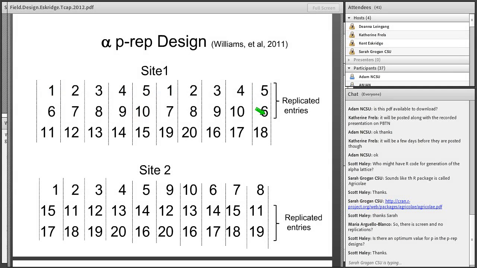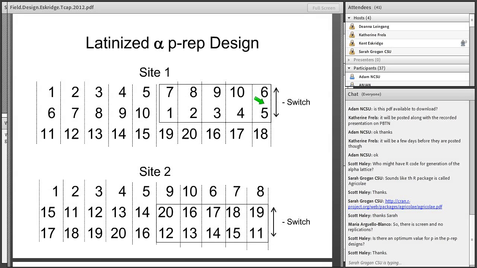Anyway, you can read in the paper about this, but you can notice that we replicated the entries 1 through 10 in site 1 and replicated the entries 11 through 20 in site 2, and we can use an alpha design to do this. So if you've got lots and lots of treatments, lots and lots of entries, you probably need some more systematic way of doing this, instead of doing it off the top of the head, what I'm talking about here with the first design. It's probably worthwhile to look at using alpha PREP designs to generate these kinds of things.